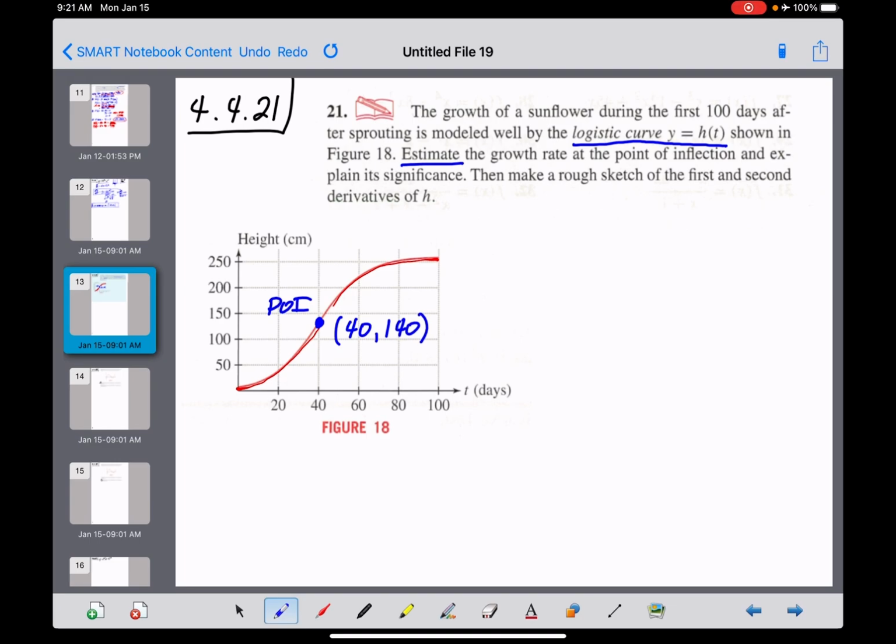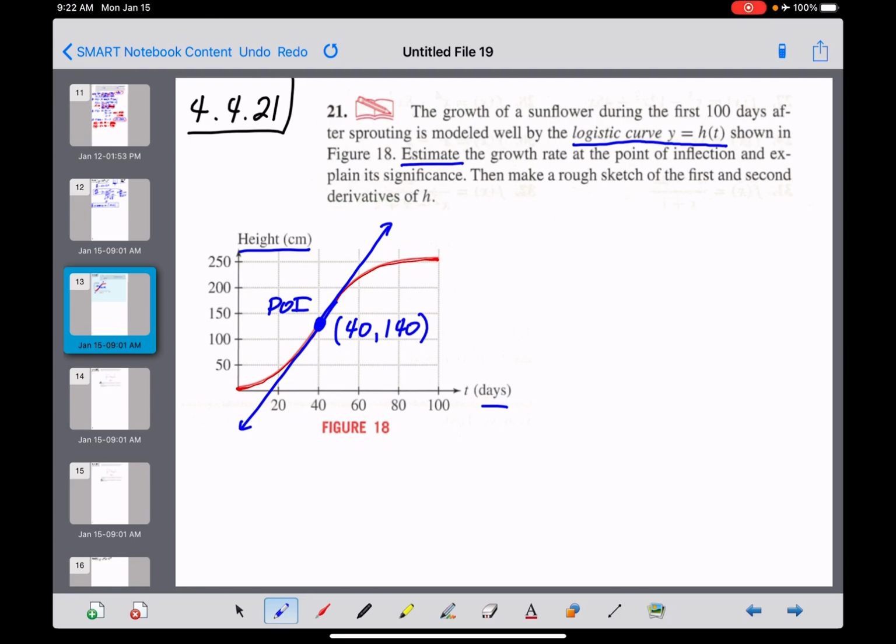This graph is measuring the height in centimeters of your sunflower over days, so your growth rate is going to be in units of centimeters per day. What they want us to do here, guys, is estimate the slope of the tangent line at that point of inflection. To estimate the slope of a line, I'm going to need 2 points.